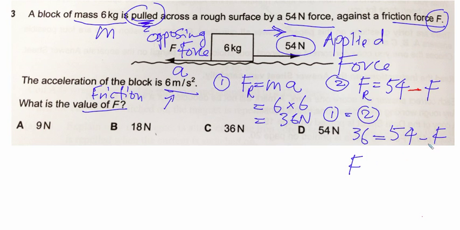So how do we solve for F? Just bring F to the left and bring 36 to the right. Once I bring it to the right, positive becomes negative, so I minus 36. If I have a calculator with me, I press and I get 18 Newton. Okay, so this is my final answer.